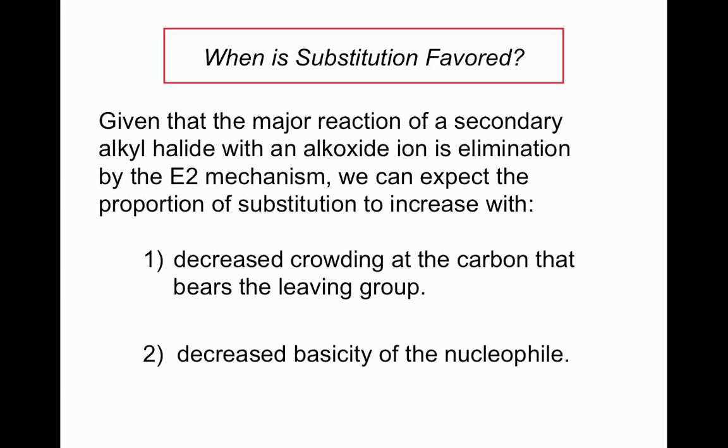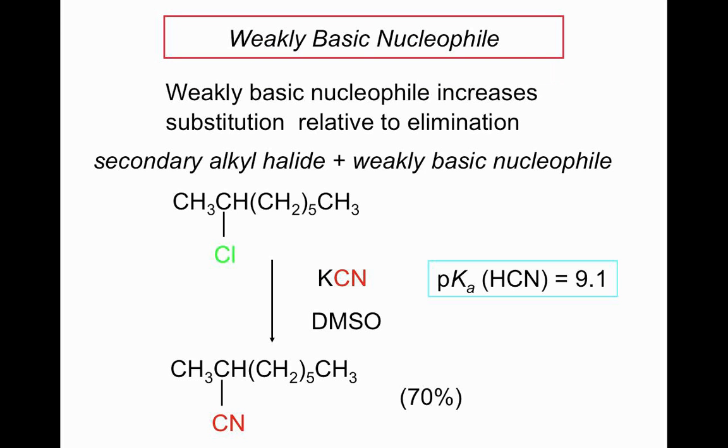We can also increase substitution as our mechanistic pathway by decreasing the basicity of the nucleophile. Weak bases, recall from Tuesday's lecture, are more likely to undergo substitution reactions than elimination reactions. So, if we take secondary alkyl halides and combine them with weakly basic nucleophiles, we will get substitution instead of elimination. Note here the pKa of hydrogen cyanide.